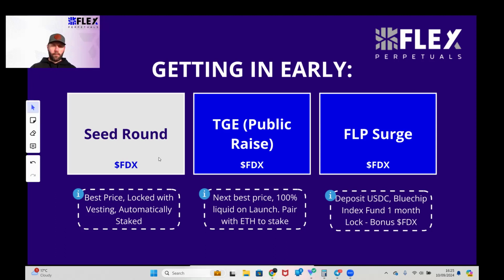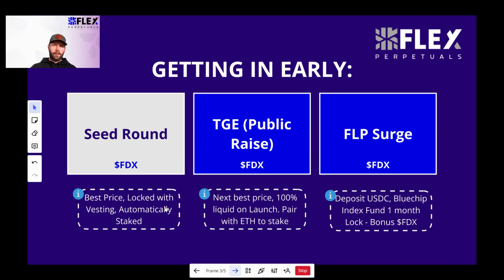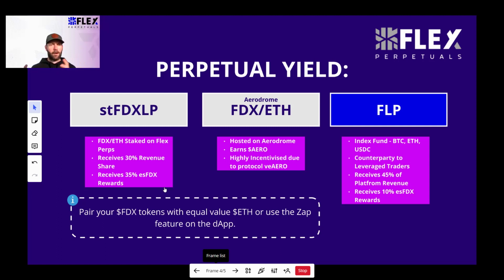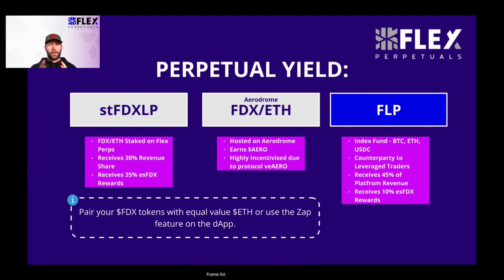And then once the platform itself launches, you will have a few different opportunities to earn a passive income. So there's the ST FDX LP, which essentially is pairing your FDX tokens with ETH and staking them on our platform. And when you stake them, it will be turned into ST FDX LP. So if you get involved in the TGE, for example, and you're given your FDX tokens, what you'll do at that stage is you'll pair those tokens with ETH, and then you can stake them on the platform.